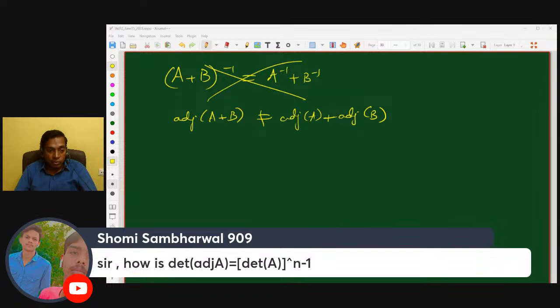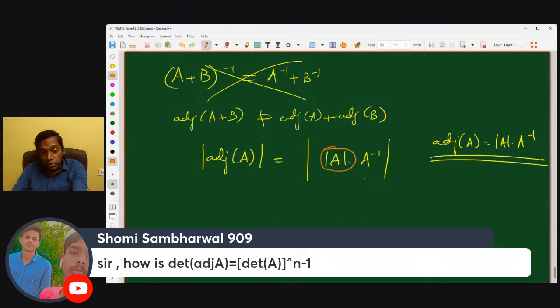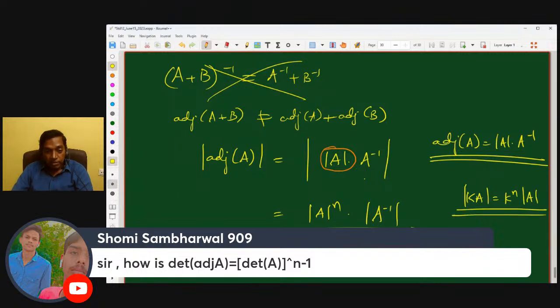Shami Sambarwal, how is determinant of adjoint A determinant A whole power n minus 1? Determinant of adjoint A is determinant of determinant A times A inverse. Remember, adjoint of A is a matrix which is determinant A times A inverse. Determinant of determinant is not some illegal operation; this is some K. So this is determinant A power n times determinant of A inverse, since determinant of KA is K power n determinant A.